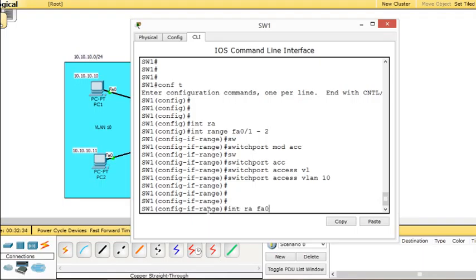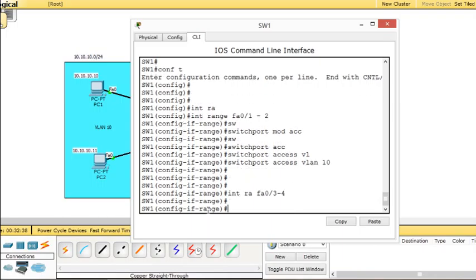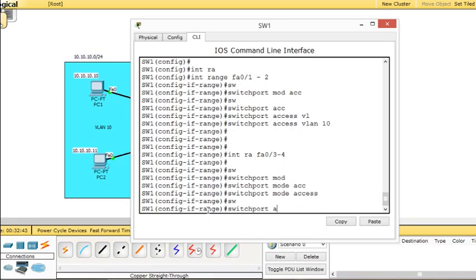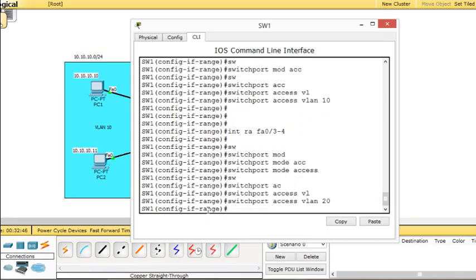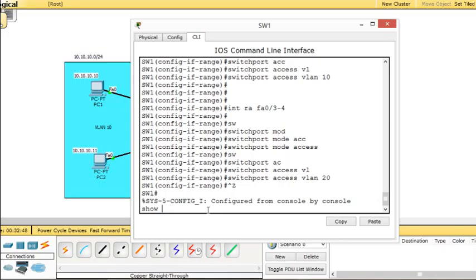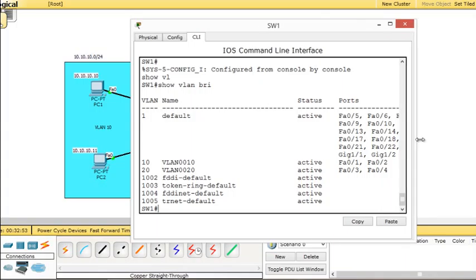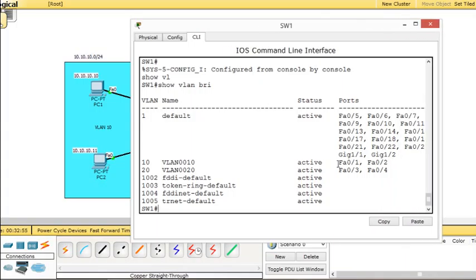and interfaces 3 and 4 will be in VLAN 20. Okay, now we see that the interfaces are correctly configured in the corresponding VLANs. So, FastEthernet 0/1 and 2 are in VLAN 10, and 3 and 4 are in VLAN 20.